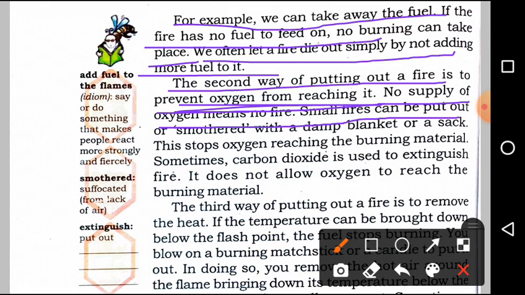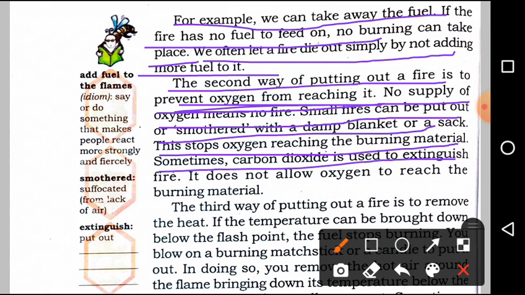Small fires can be put out or smothered with a damp blanket or a sack. For example, if a small fire is there, we can put a sack or a kambal-like thing over it. Then it would cover the area near the burning things and cut the supply of oxygen, and it will go out. This stops oxygen from reaching the burning material.